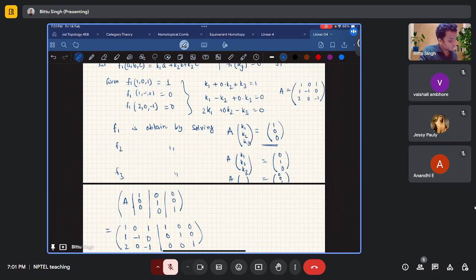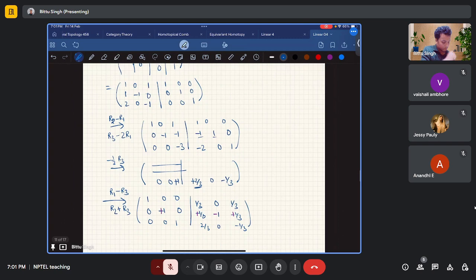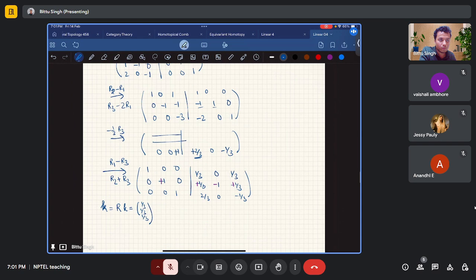the solution of the first equation, A times k. Let me denote the symbol k to denote this vector k1, k2, k3. A times k is 1, 0, 0. So what is the solution of this thing? This is same as this row reduced echelon form times that k is same as 1/3, 1/3, 1/3. But row reduced echelon form is identity itself. So R times k is same as k. So the solution of the first equation is 1/3, 1/3, 1/3.